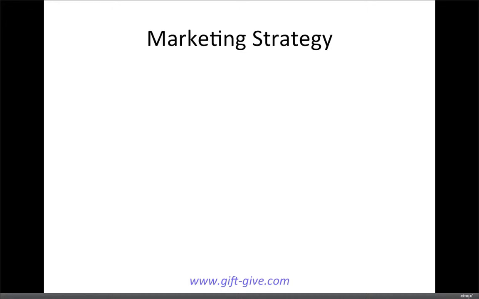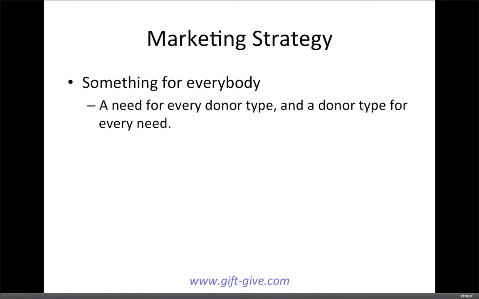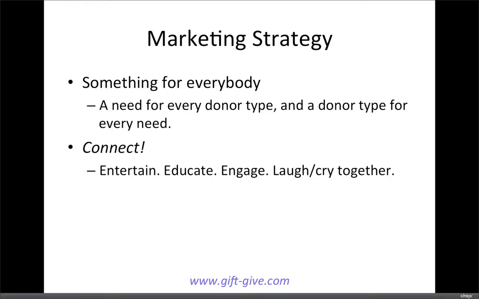We also want to ask you to think about a marketing strategy. The marketing of the needs should include something for everybody. You'll want a need for every donor type, and hopefully a donor type for every need. So you consider this from both aspects. All of my different kinds of donors and all of my different kinds of needs, making sure that there's connectivity across all points. The whole objective here is to create a connection.